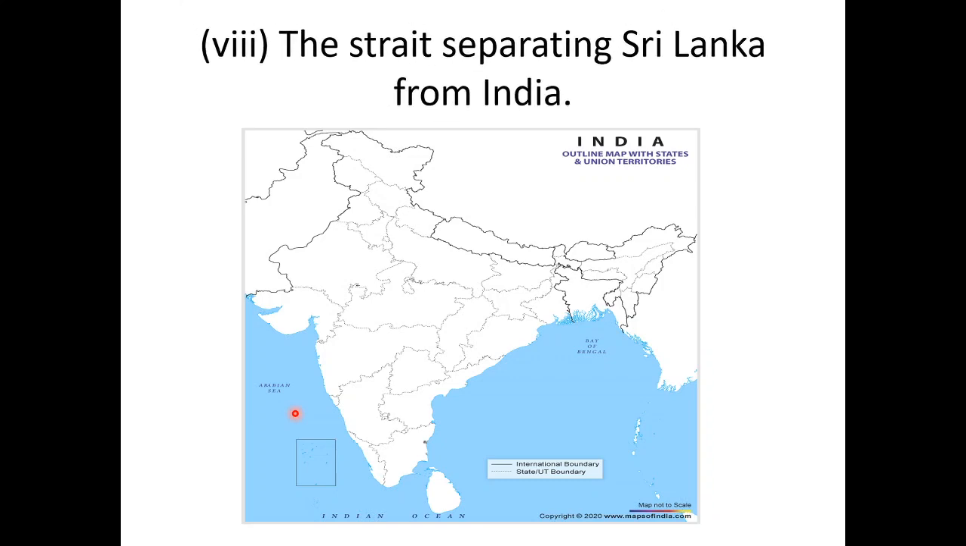Now we look at the strait separating Sri Lanka from India. A strait is a narrow water channel. So the narrow water channel which divides India and Sri Lanka is Palk Strait. So this is the Palk Strait, the water channel between India and Sri Lanka.